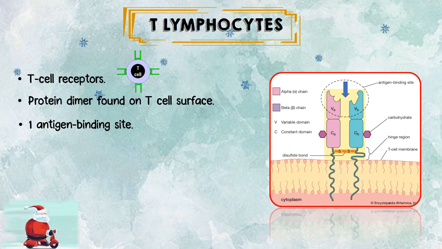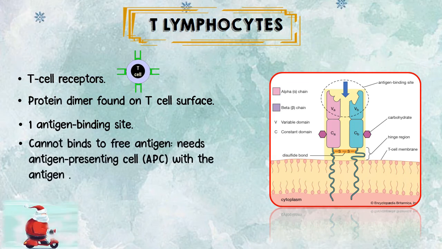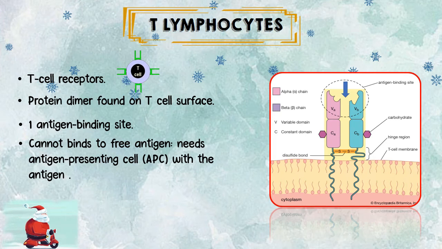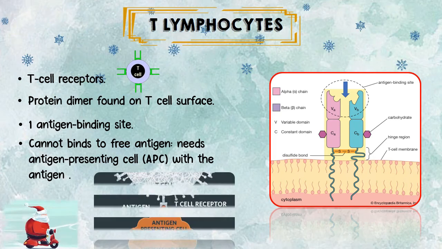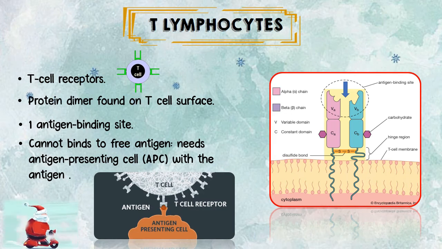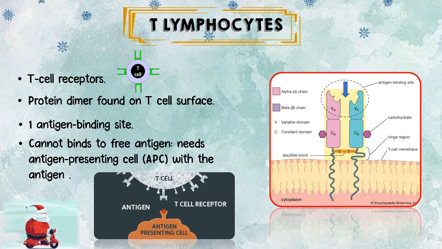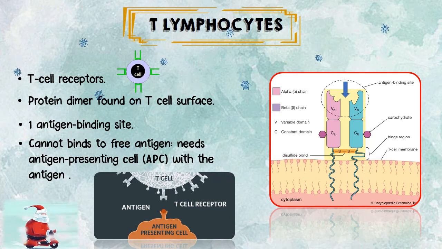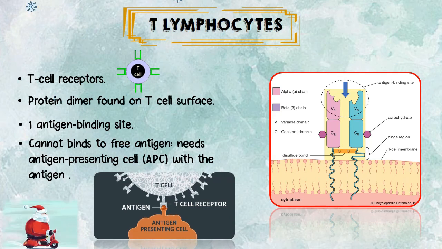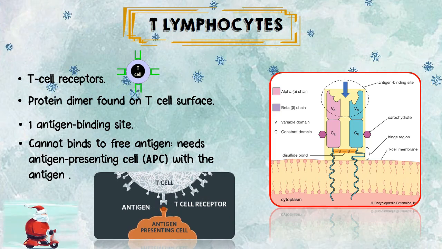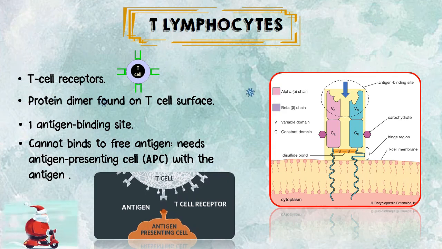The receptors on T cells function differently from those on B cells. T cells cannot bind to free protein antigens. Therefore, a cell known as an antigen-presenting cell, or APC, is needed to recognize and bind the antigen first before the receptor on the T cell is able to bind with that particular antigen and thus continue to antibody production.